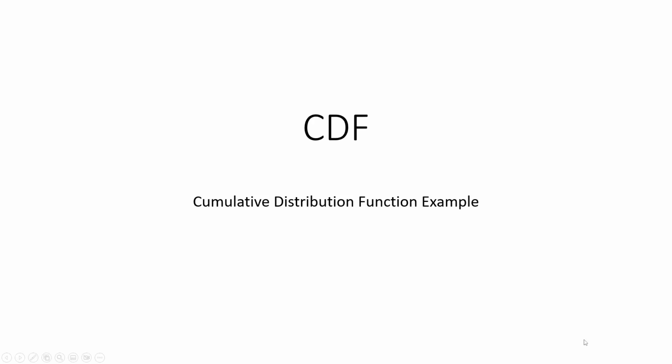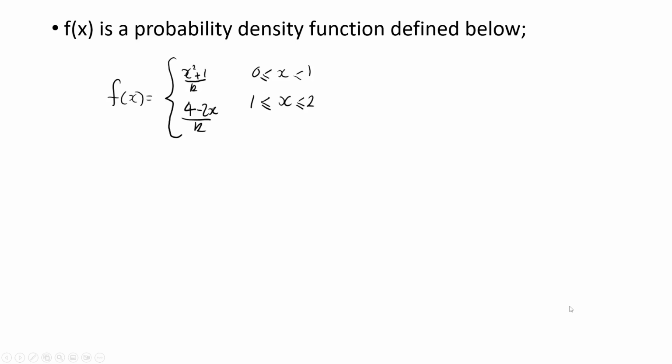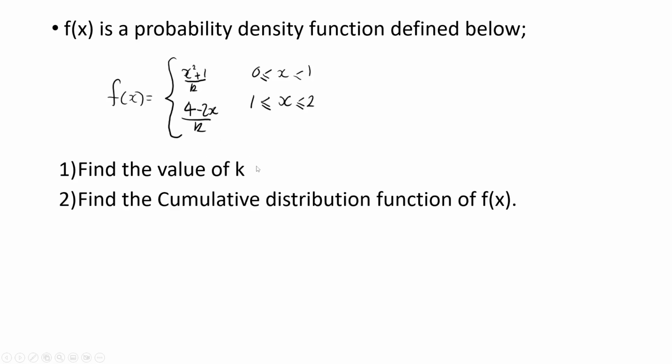In this example, we're going to look at cumulative distribution function. f of x is a probability density function defined below. It's a piecewise function. Over 0 to 1 we have (x squared plus 1) over k, and from 1 to 2 we have (4 minus 2x) over k. So the question asks us, what is the value of k?